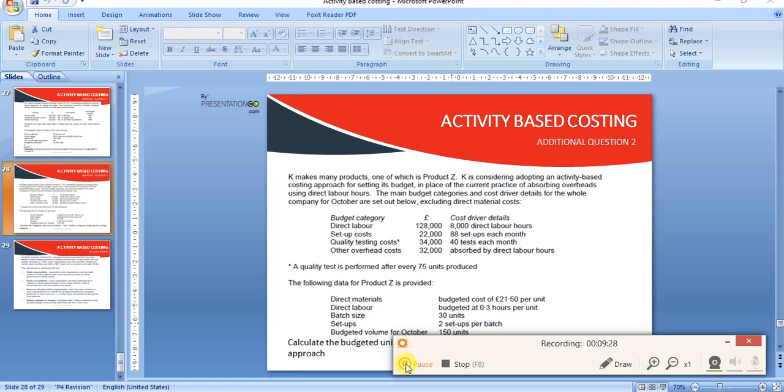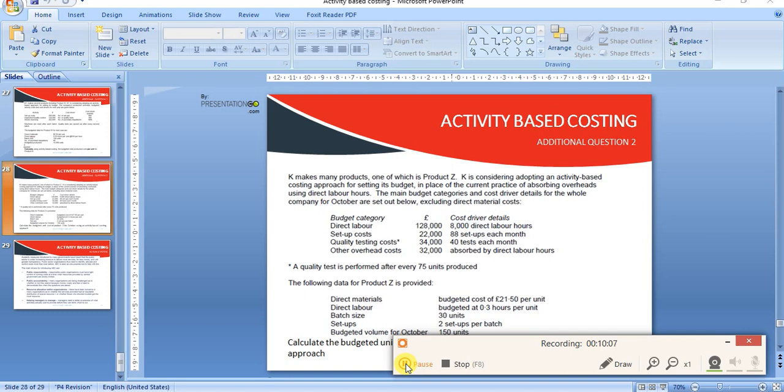K makes many products, one of which is product Z. K is considering adopting an activity-based costing approach for setting up its budget in place of the current practice of absorbing overheads using direct labor hours. The main budget categories and cost driver details for all company for October are as set out below, excluding direct material cost, labor, setup cost, quality testing costs, or other overheads. A quality test is performed after every 75 units produced.